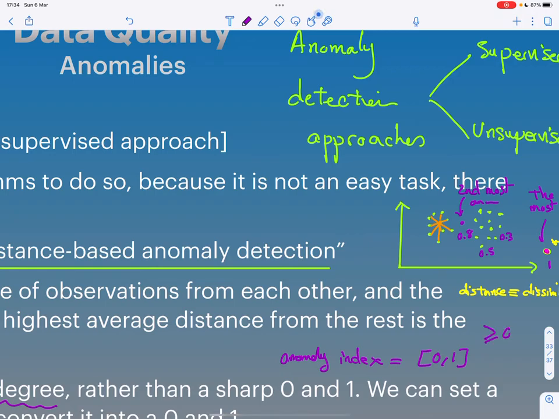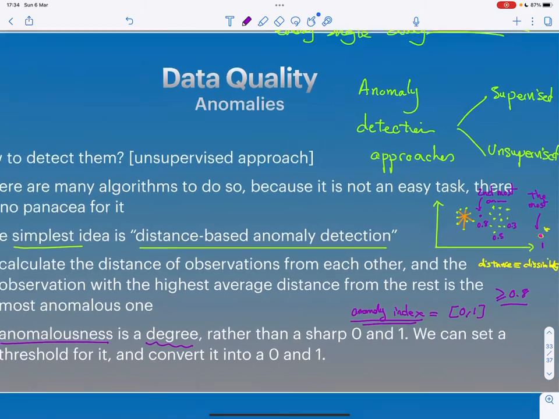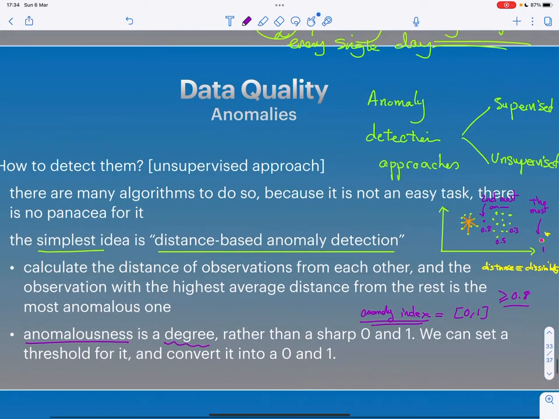In that case, we can define a threshold. Anything above or equal to 0.8 would be considered an anomaly. And then the anomaly would be a 0 or 1. But before that, we have a continuous variable called the anomaly index. So the summary is, anomalousness is a degree rather than a sharp 0 and 1. We can set a threshold for it and convert it to a 0 or 1. But anyway, being an anomaly is more like a spectrum rather than a categorical variable by nature.